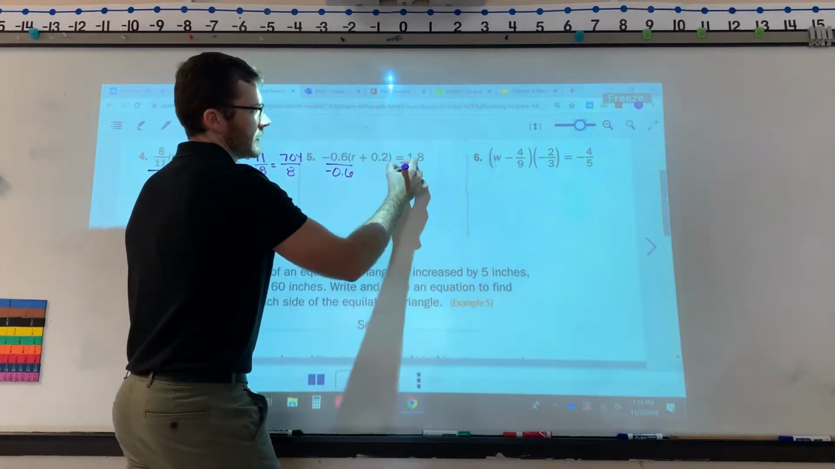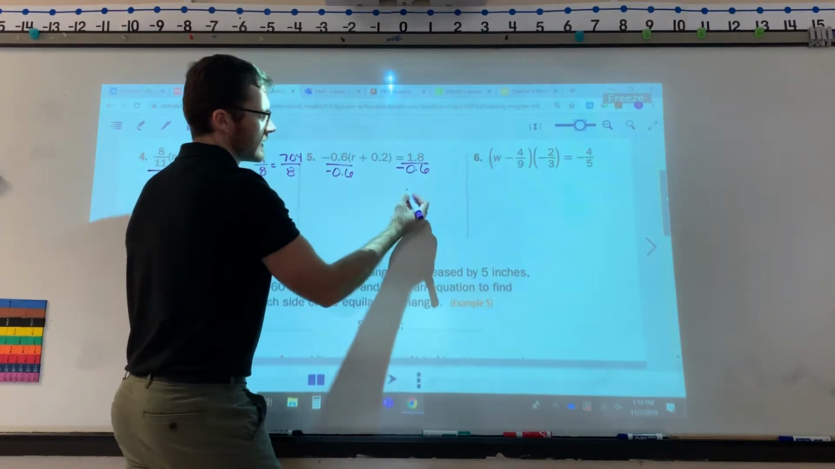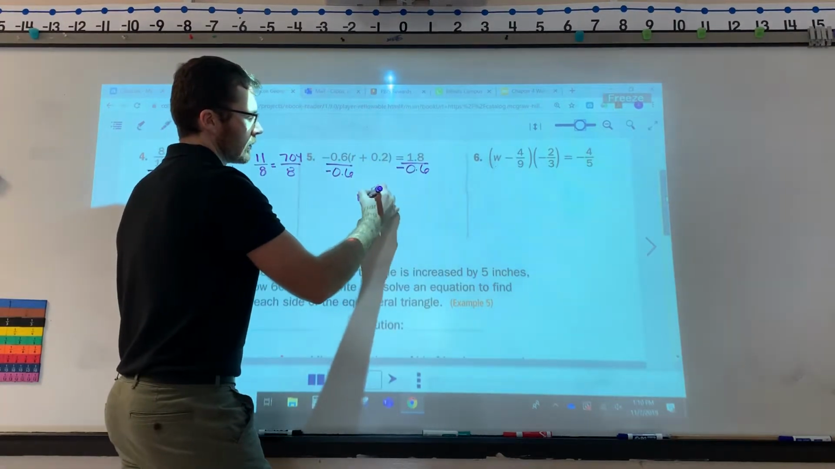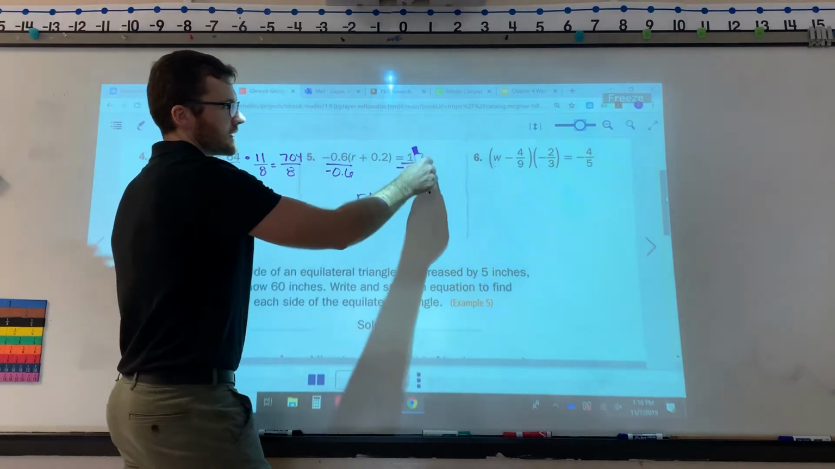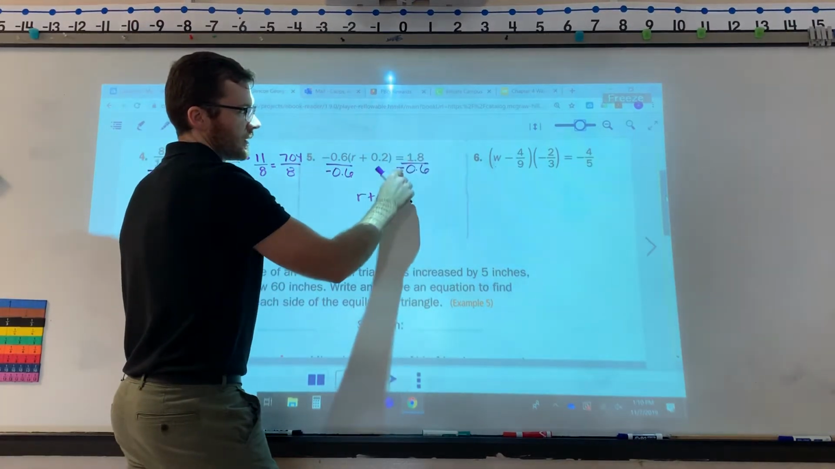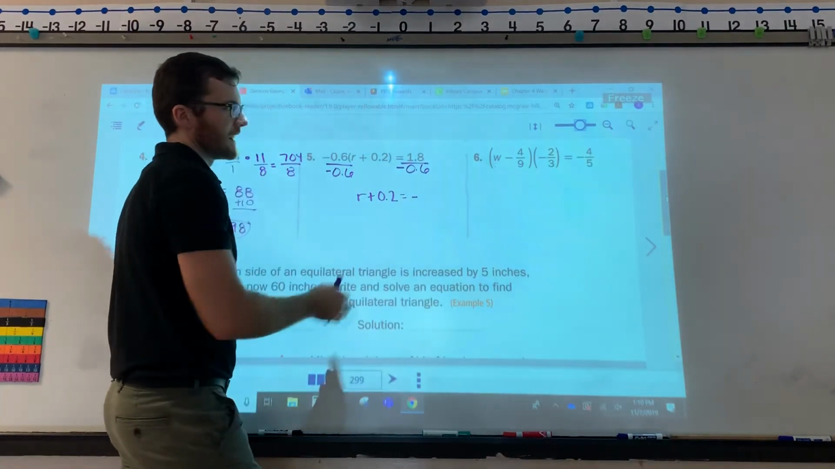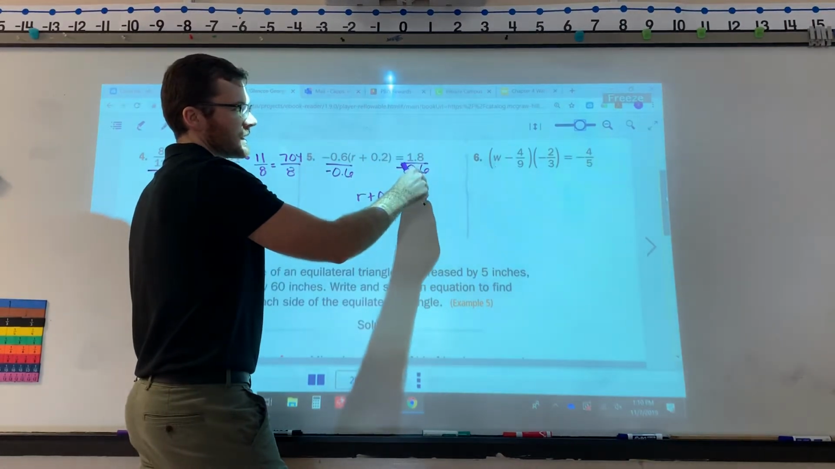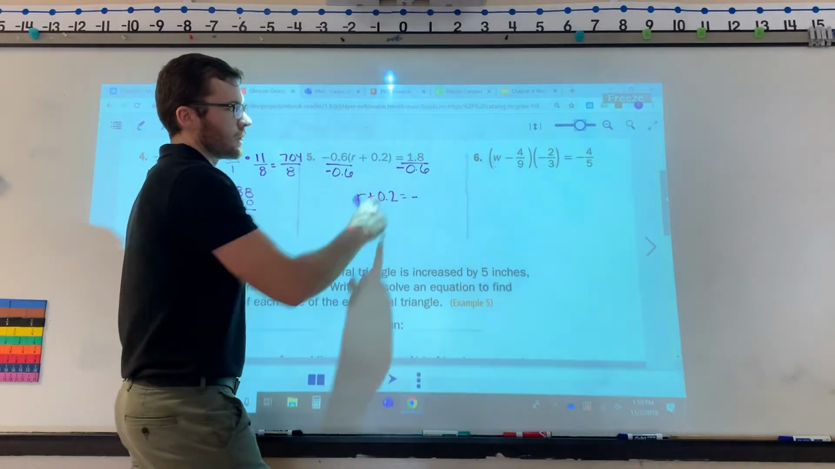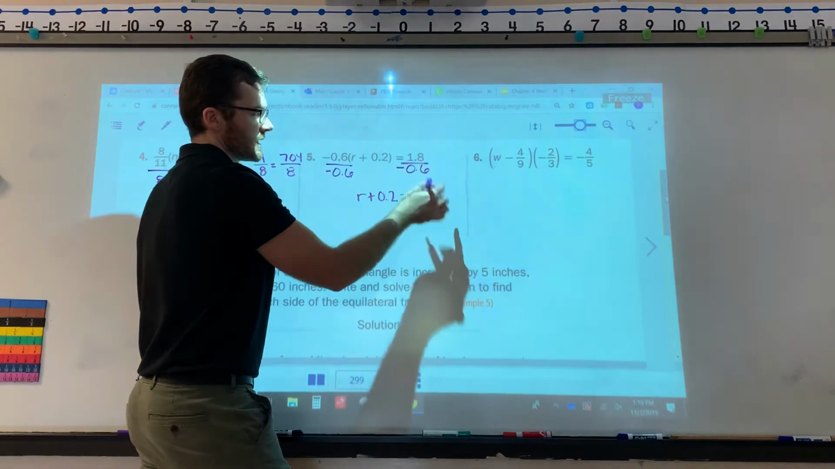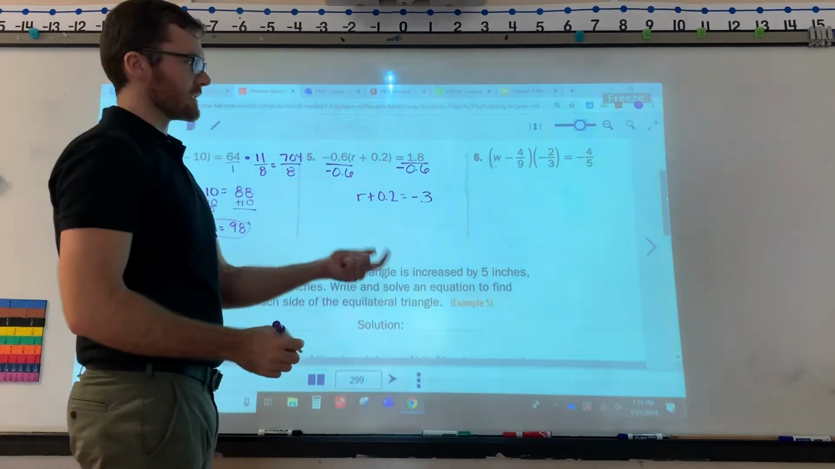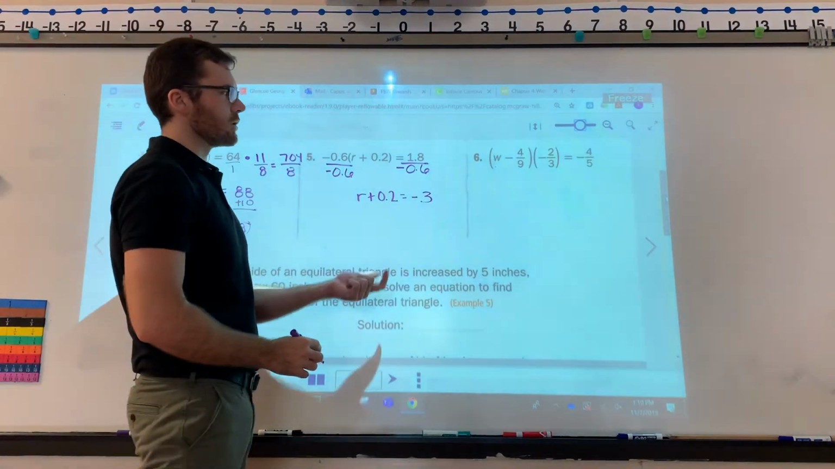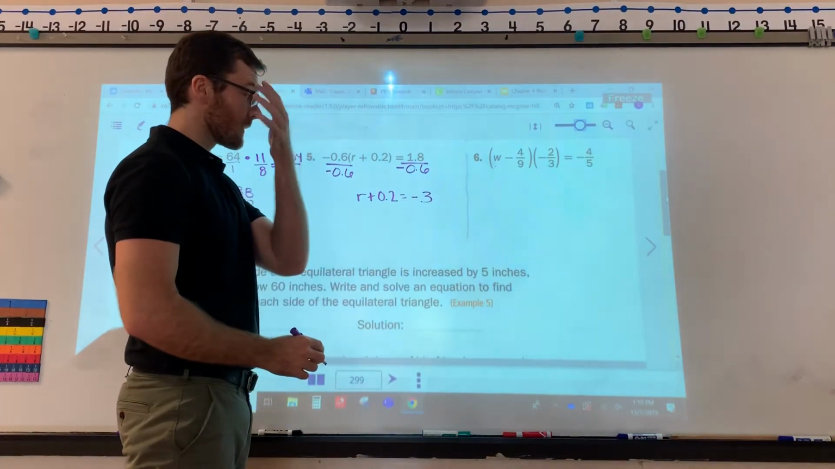-6/10, divide by -6/10. So I've got r plus 0.2. I know that this is going to be a negative number because a positive divided by a negative is negative. And I know that 18 divided by 6 is 3. So 1 8/10 divided by 6/10 is also going to be 3, because 6/10 plus 6/10 is 1.2, and 1.2 plus 6/10 is 1.8.